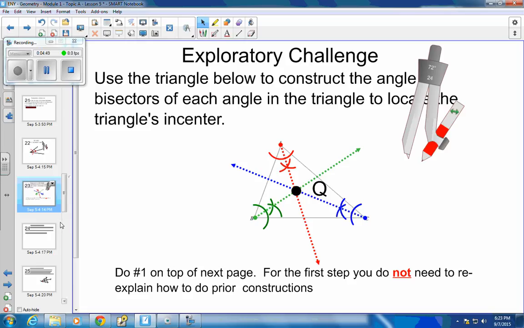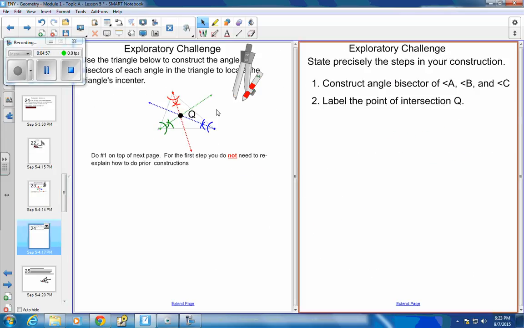So if you go to the number 1 on the top of the next page, state the precise steps in your construction above. I can split my screen here. So whenever I did my construction, you can see that I made the angle bisectors of A, B, and C. And I didn't have to list out all the steps because we've already done that and we know how to make an angle bisector, and you can look those steps up again. So once you've done a construction and we've tested out of it, then you can go ahead and use it. So construct an angle bisector for angle B, and angle C, and label the point of intersection Q. It's good enough.